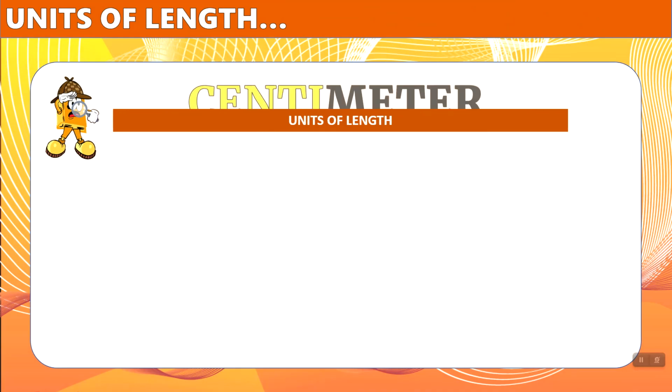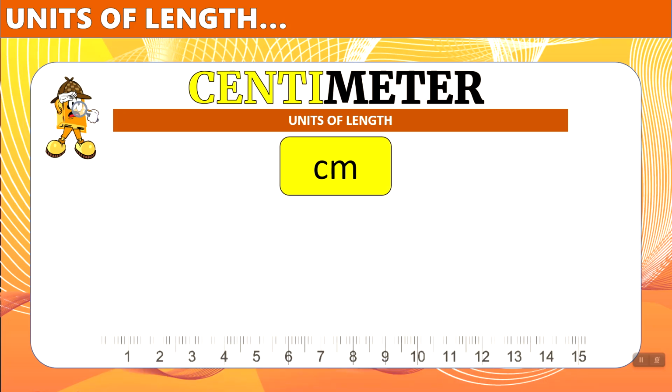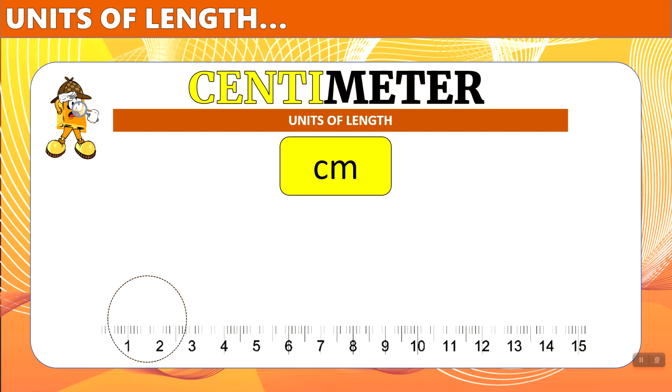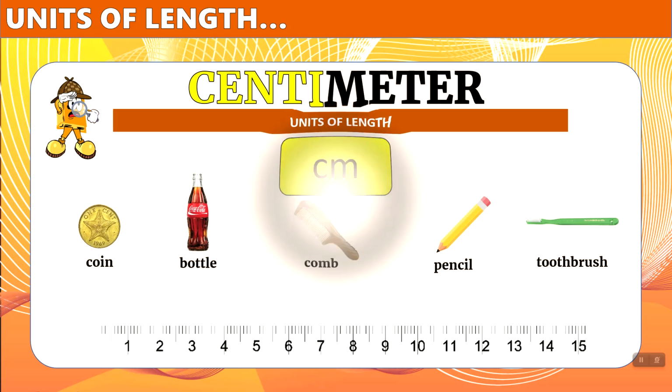Let's look now at the centimeter. A centimeter is 10 millimeters, so it's bigger than a millimeter, 10 times as big. On the centimeter ruler, the distance from one marking to another marking between 1 and 2, that distance is a centimeter. It also is the same distance between 2 and 3, 3 and 4, and so on. Centimeters can be used when we're trying to measure things like a coin, a bottle, a comb, a pencil, or a toothbrush. These are a little bit bigger than the previous items, and we can use centimeters to measure these.